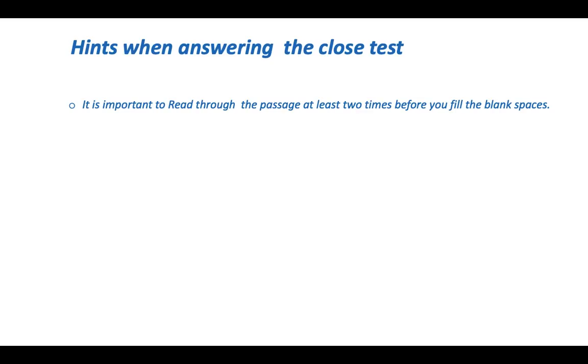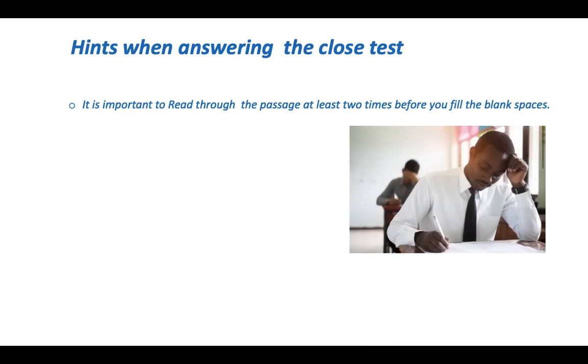Most of the time, students or pupils miss this part. They go direct to start tampering with filling the blank spaces. So first of all, read through the passage, have the connection with the passage through skimming, and from there you start filling up the blank spaces. This is the first hint. Ensure that you go through and understand the passage.